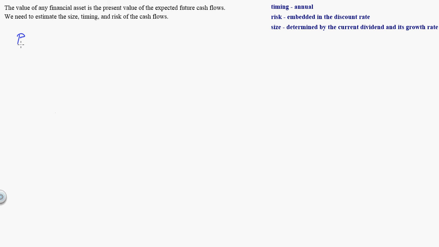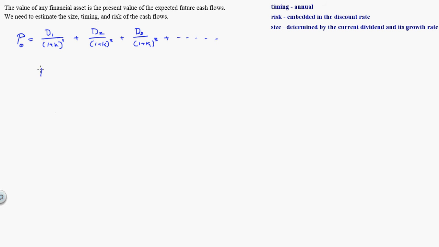The price, P, at time 0, that's today, is equal to the dividend next year, the future cash flows, right? So the dividend next year divided by 1 plus K, to the first power. K is the discount rate. Plus the dividend the next year over 1 plus K squared, plus the dividend in year 3 over 1 plus K cubed. And the problem is this goes on out forever because theoretically the stock is going to pay dividends forever. So what can we do to make this a little simpler?